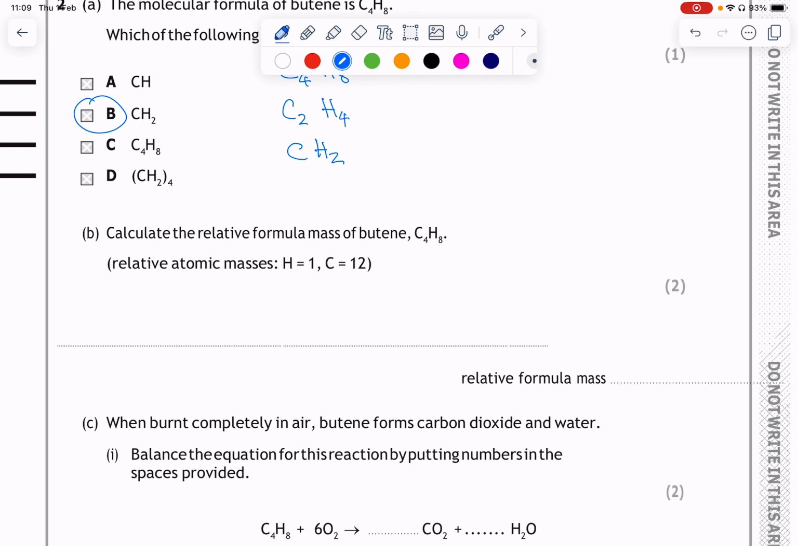Calculate the relative formula mass. So what we do here is we have got 4 lots of carbon and we have got 8 lots of hydrogen in the formula. Carbon's got a mass of 12. We're told here the relative atomic mass, and the relative mass for hydrogen is 1, so let's put the information in. Hydrogen is 1. So that's going to be 4 times 12 is 48. 8 times 1 is 8. Add those two together, and that's going to give me a final answer of 56.